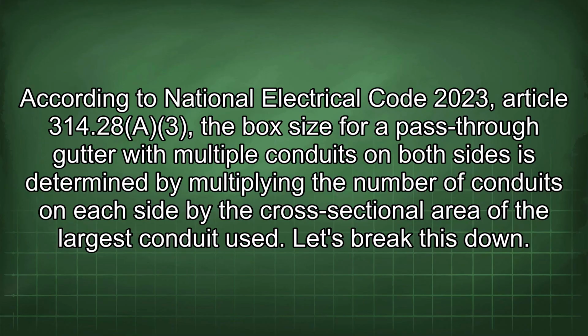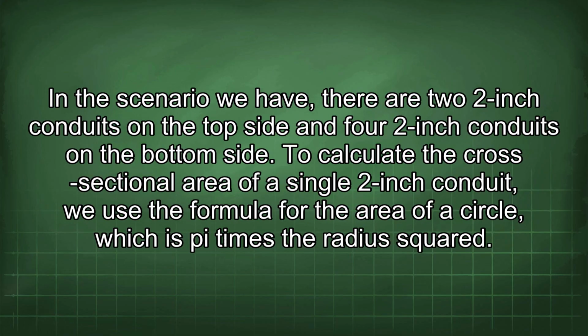According to National Electrical Code 2023, Article 314.28, the box size for a pass-through gutter with multiple conduits on both sides is determined by multiplying the number of conduits on each side by the cross-sectional area of the largest conduit used. Let's break this down. In the scenario we have, there are two 2-inch conduits on the top side and four 2-inch conduits on the bottom side.